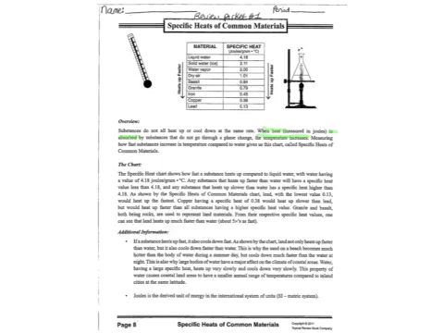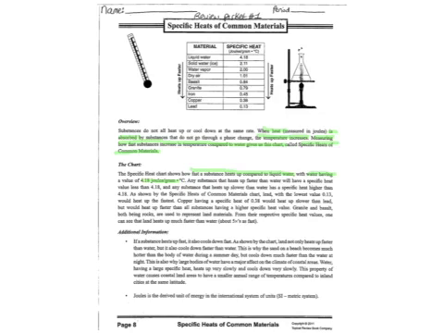Measuring how fast a substance increases in temperature compared to water gives us this chart, called specific heats of common materials. The chart. The specific heat chart shows how fast a substance heats up compared to liquid water, with water having a value of 4.18 joules per gram centigrade.